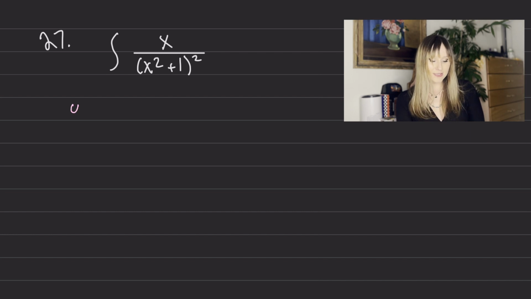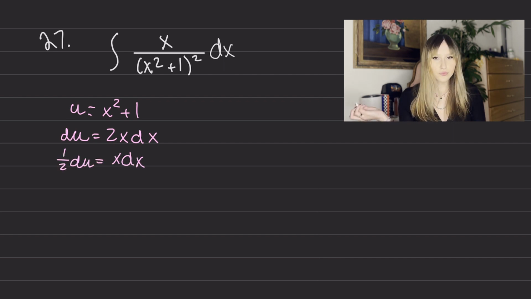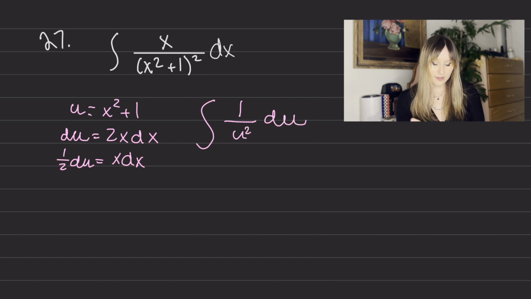Oh, this one's cute and easy. Let's do u is x squared plus 1. du is 2x dx. This is a dx at the end. And then an x dx is going to be 1/2 du. So I have 1 over u squared du, obviously.